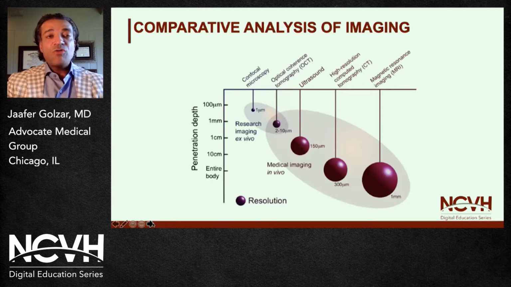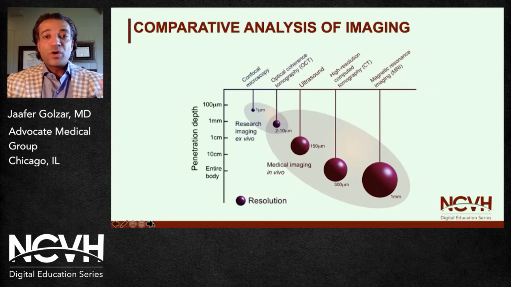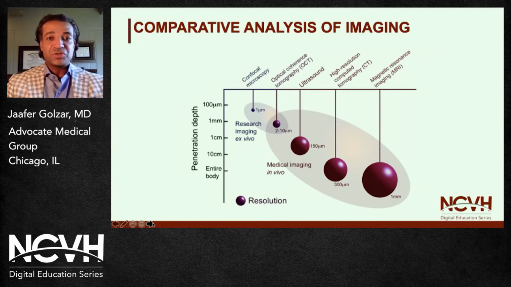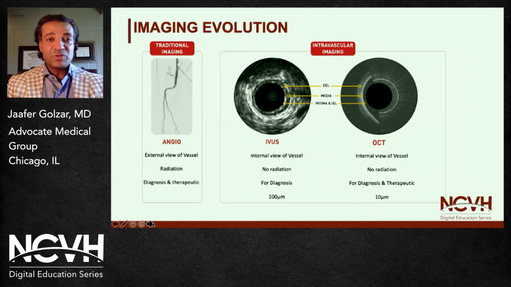Now, when we look overall at the comparative analysis of imaging, it's a double-edged sword, when we look at vascular imaging as well as medical imaging in general. As you increase penetration depth, as you can see more and more of the vessel or more and more of the patient, you're going to decrease the resolution. And this is true for microscopy, OCT, ultrasound. As you increase the depth of what you're able to see, you're going to decrease the resolution. And that's an inherent issue that we see with any type of imaging modality.